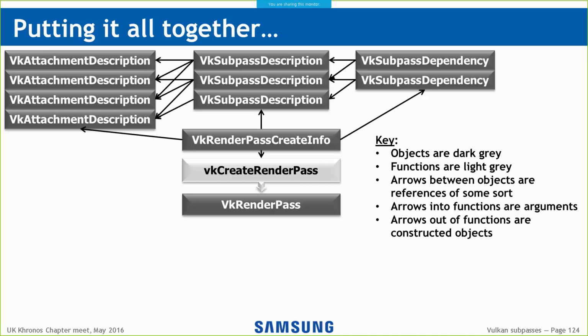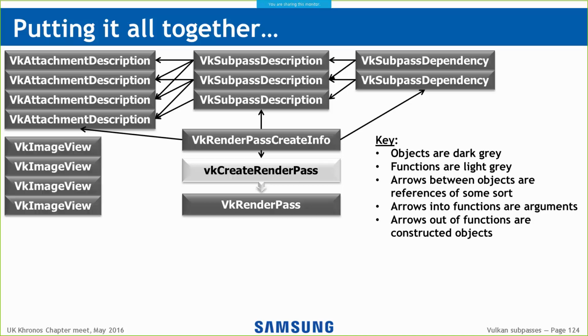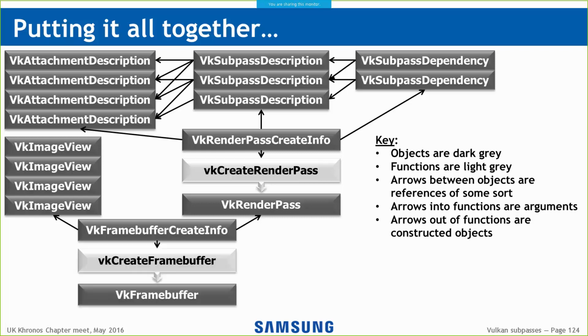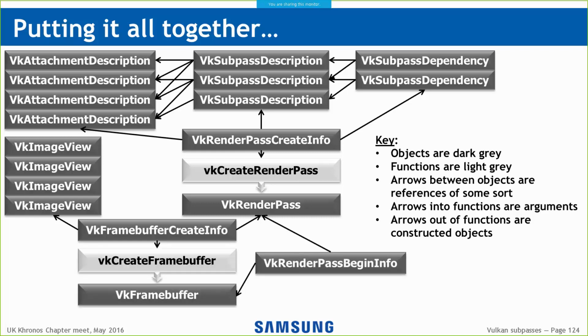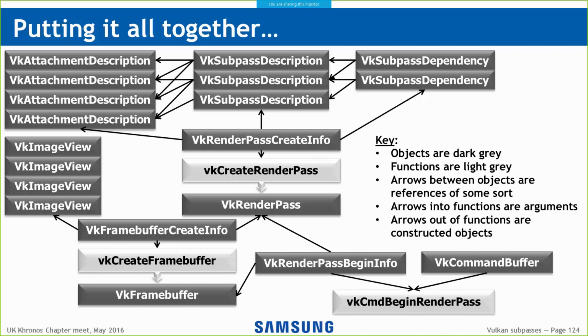Then when we're trying to use this, we have image views that point to the actual memory. We pass that to the framebuffer create info and use that to create a VkFramebuffer. Those are both referred to in the render pass begin info. You also need a command buffer to execute on, and you pass all of that into vkCmdBeginRenderPass, and magically you've started using a render pass. So don't let anybody tell you Vulkan is complicated.